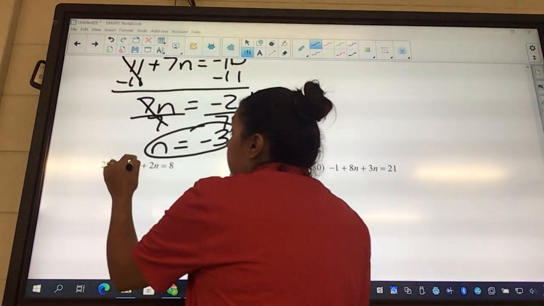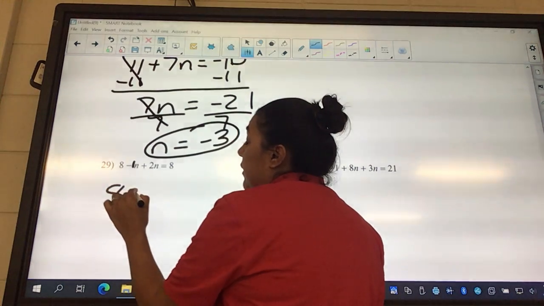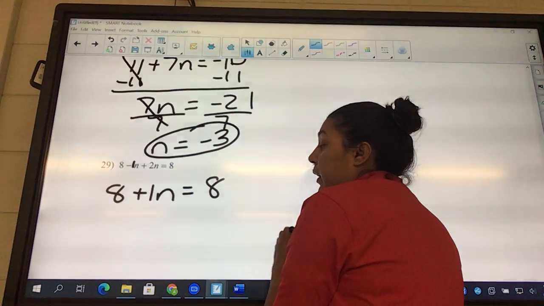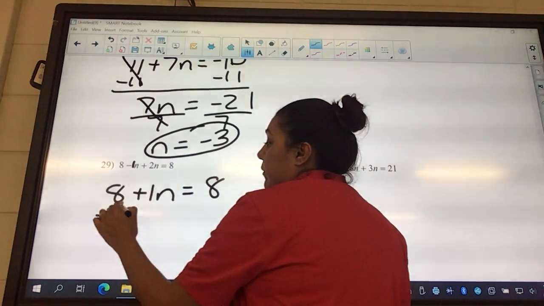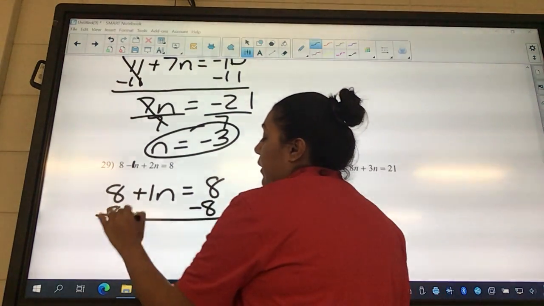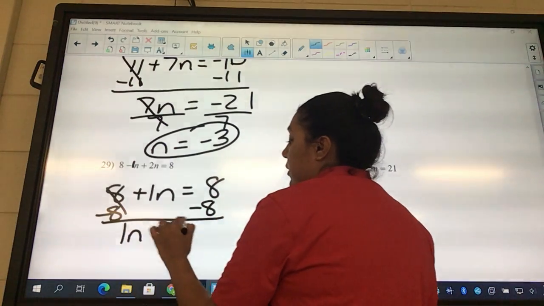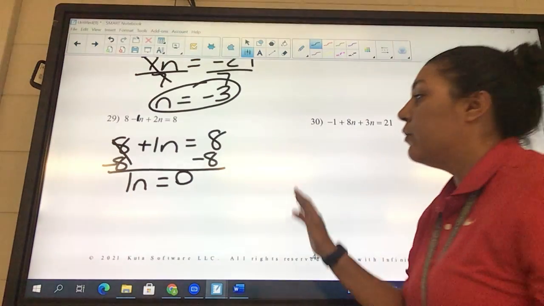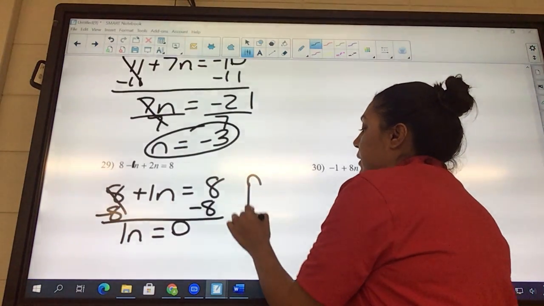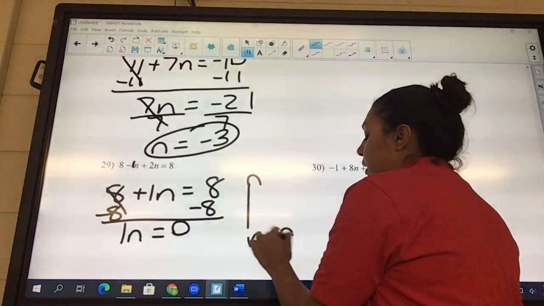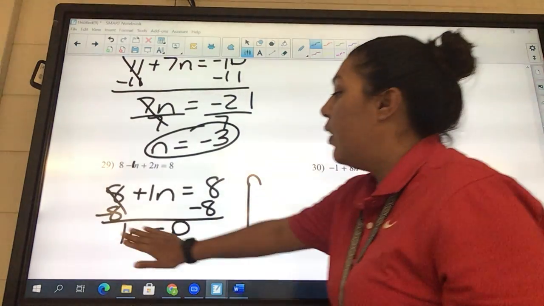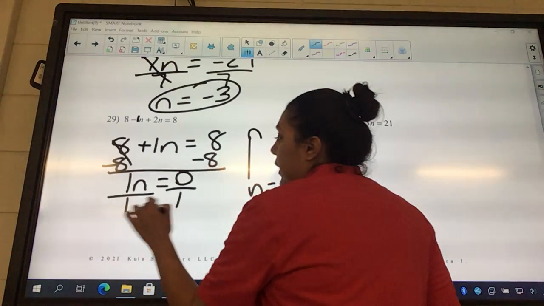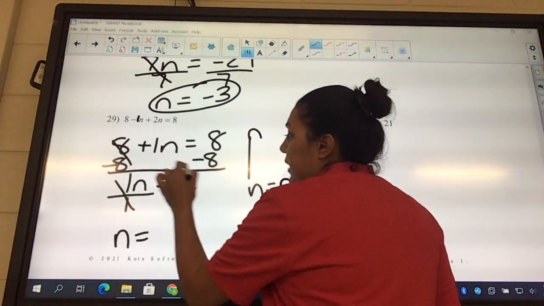And then lastly, the 29, I got 8 plus 1n equals 8, and we're gonna subtract our kid. I got 1n equals 0. And I just want to show you, so I already know no matter what, my answer is going to be 0, not because it's 0, because you could put a 1 there, but a 1 in front of an n doesn't change anything, because when we say divided by 1, our answer is always going to be the same as what it was at this step, okay?